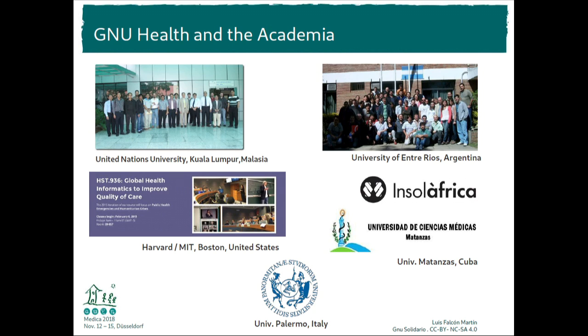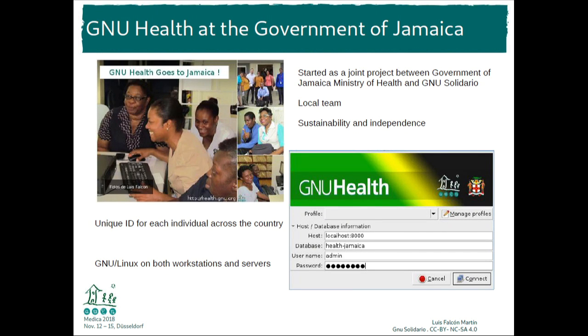This is the impact that academia can have on it, from Malaysia to the United States, Cuba, Argentina, Italy, wherever they are working together. Different countries are actually using New Health in their systems of public health. Jamaica is using it country-wide. They have over 350 health institutions. And they've been using it for 5 years now.